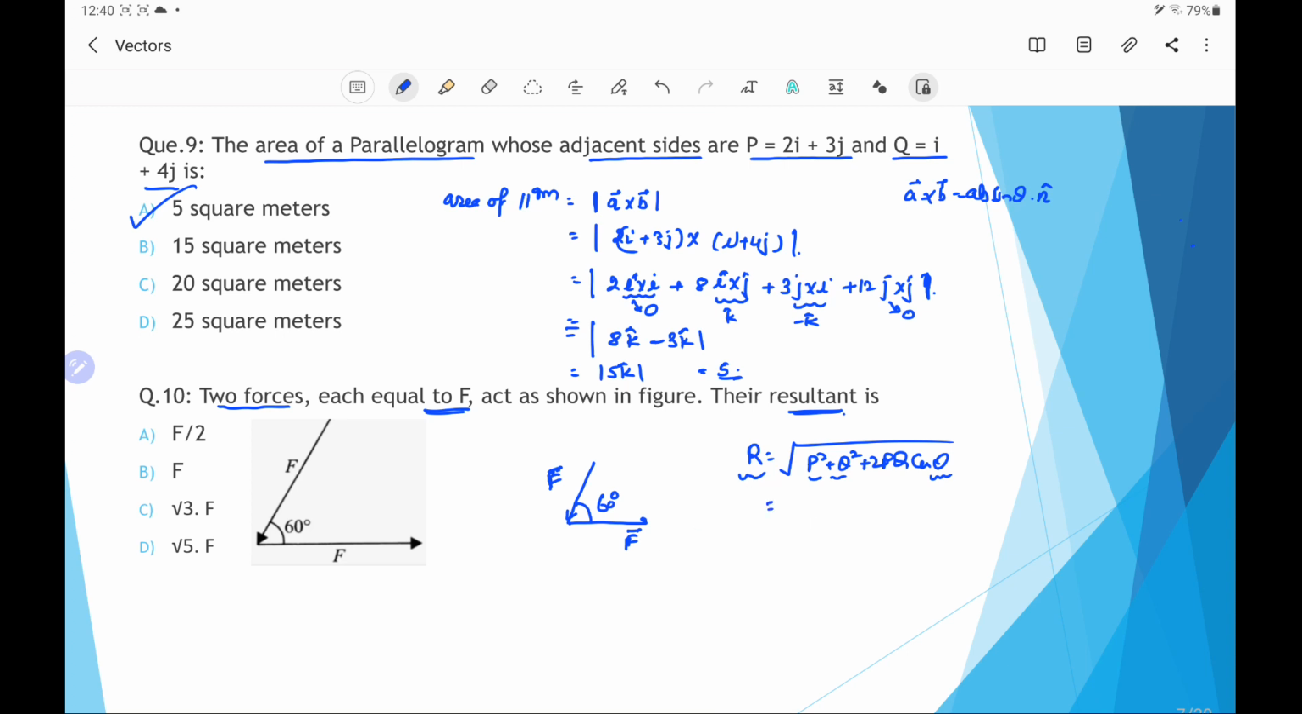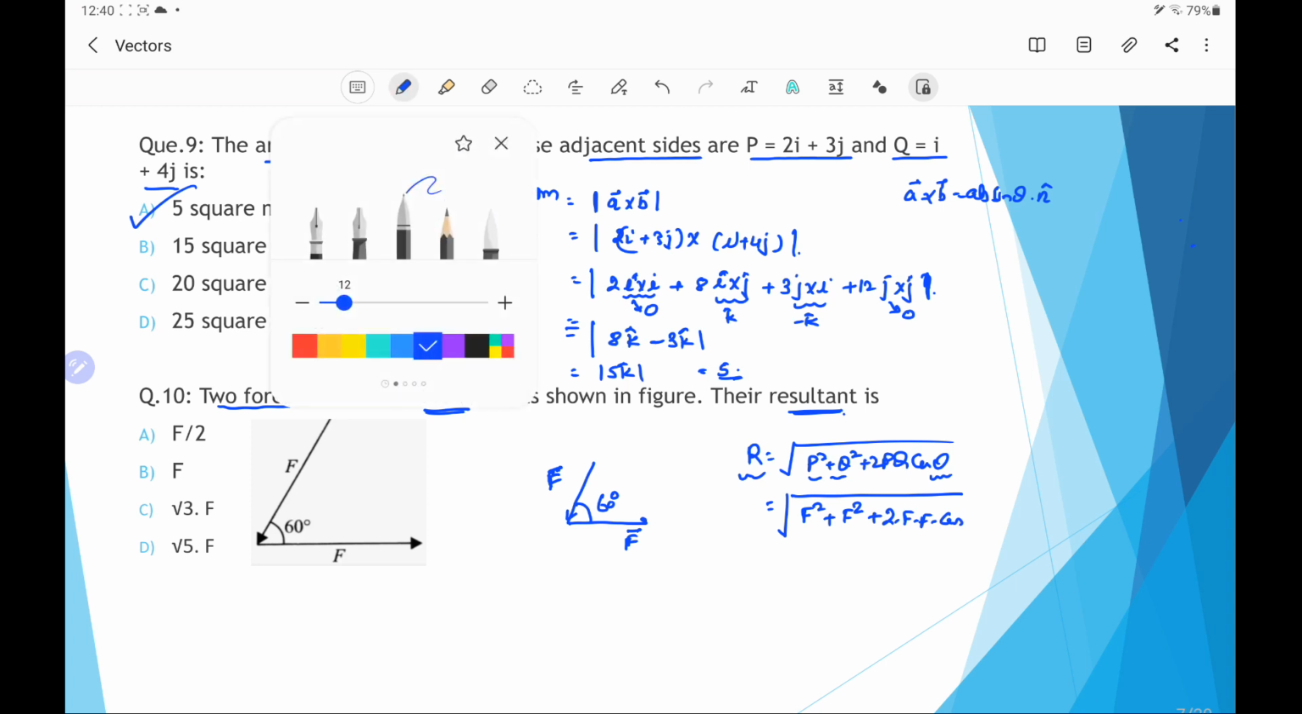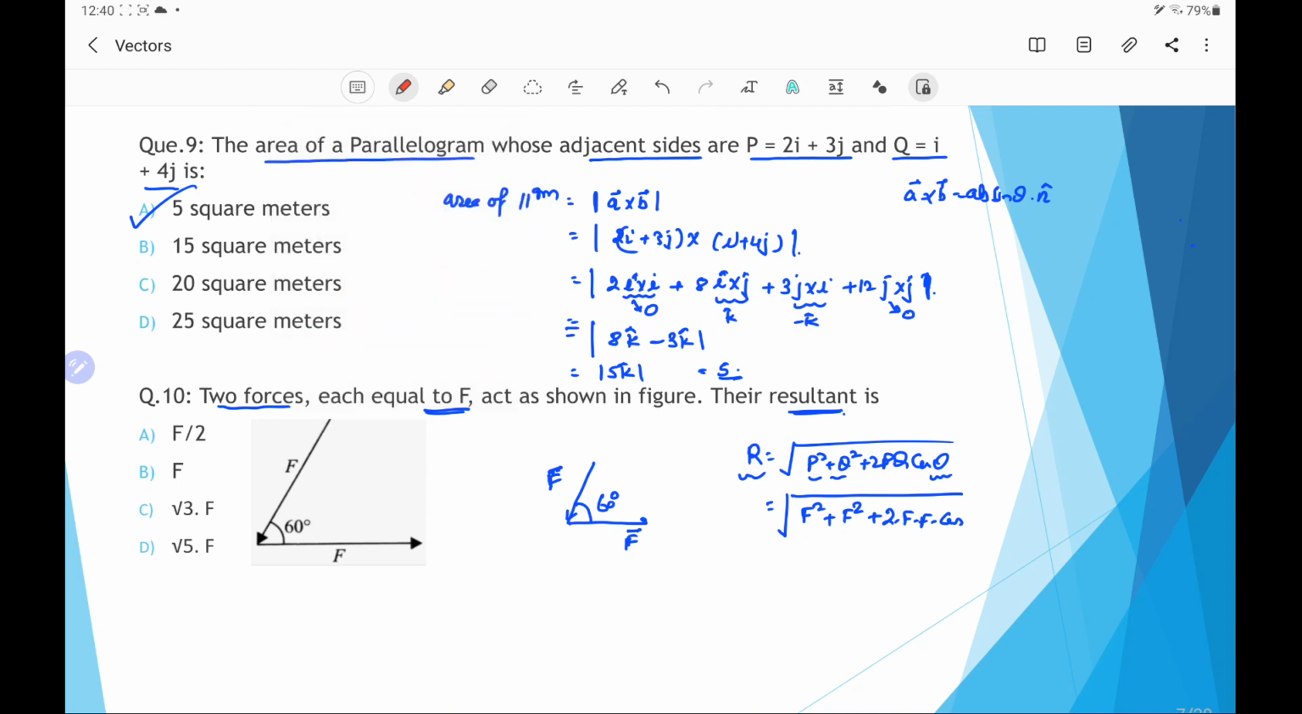Here vector P has the magnitude F, so it is F square. Q also has the magnitude F, it is F square, 2 into F into F into cos of the angle between these two vectors. Because we have already mentioned in the earlier question that for the angle between the vectors, they should originate from the same point or terminate at the same point. Here the case is different. At this point, one of the force or vector is originated but another is terminated.